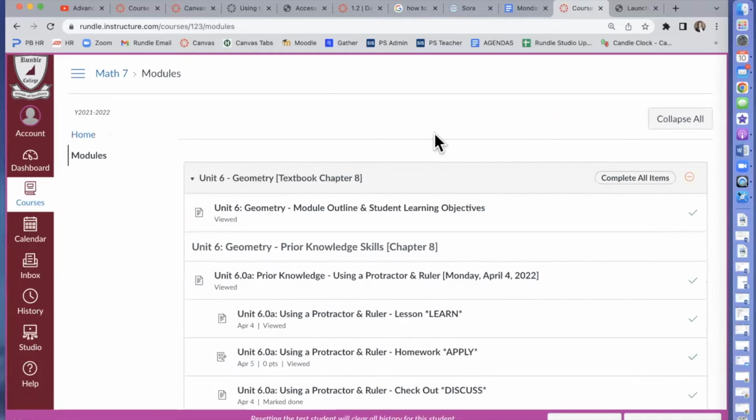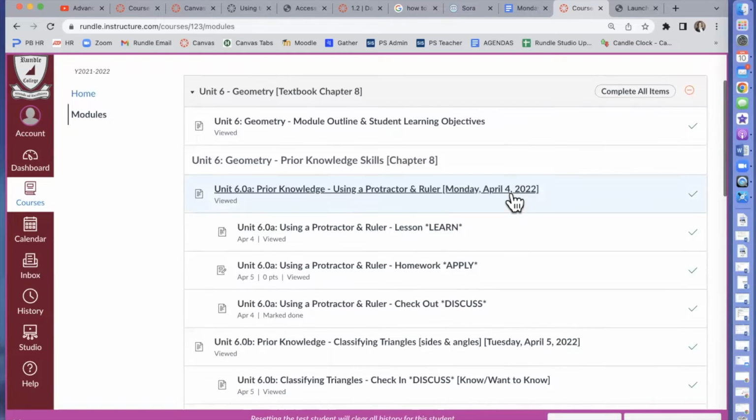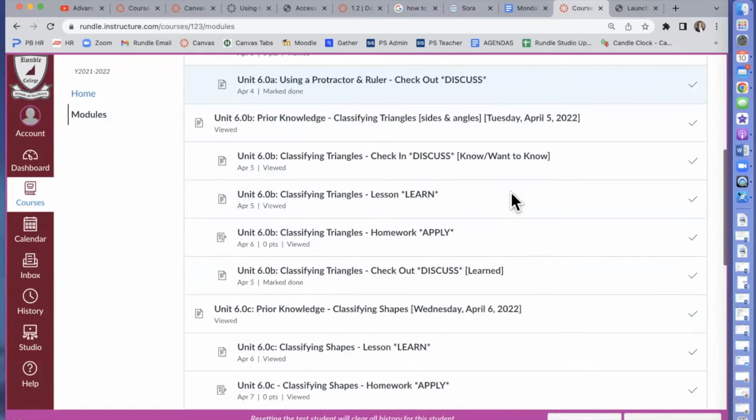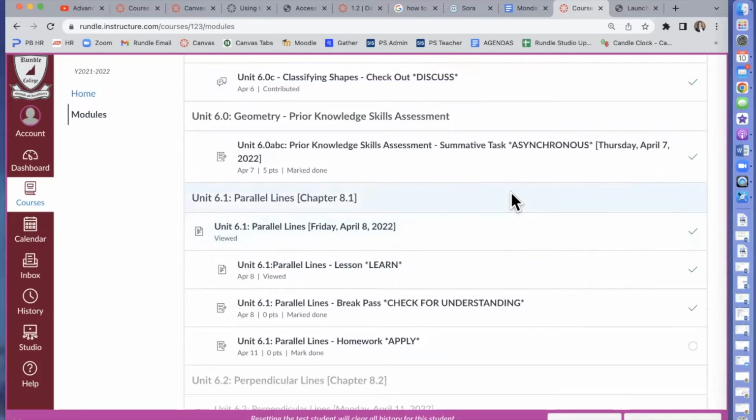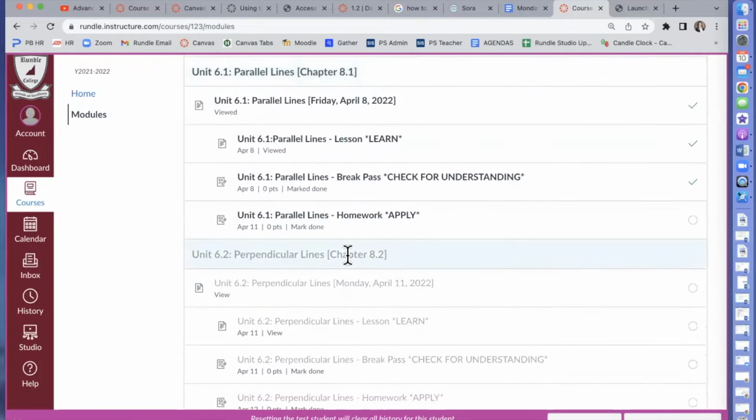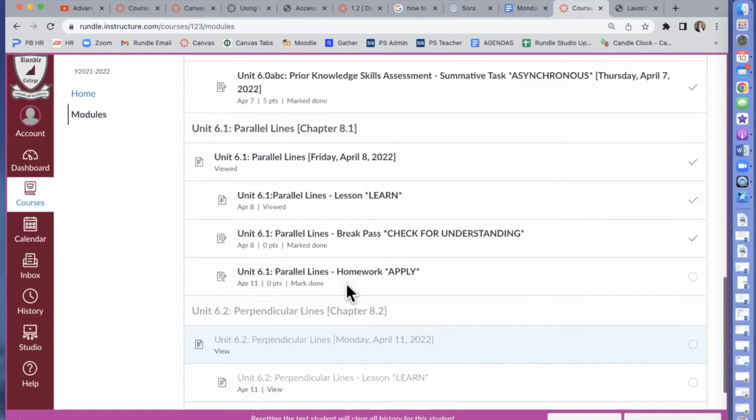I have it on student view, so hopefully you can see what I see and we can go over the homework together and then make sure that we have everything clicked as done or as viewed so that you can go on to the lesson for today. When you hop into your modules, you're going to see all of the awesome things that we've done so far this unit. Scroll all the way down to parallel lines, chapter 8.1. You might see what we're going to do today. It should be gray, but let's make sure that we have all of our check marks that we need.